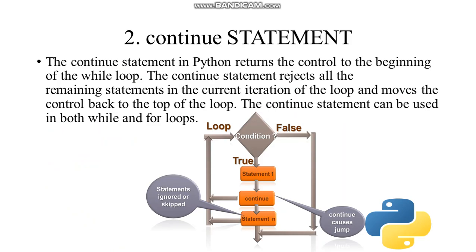Next is the continue statement. The continue statement in Python returns the control to the beginning of the loop. The continue statement rejects all the remaining statements in the current iteration of the loop and moves the control back to the top of the loop. The continue statement can be used in both while and for loops.